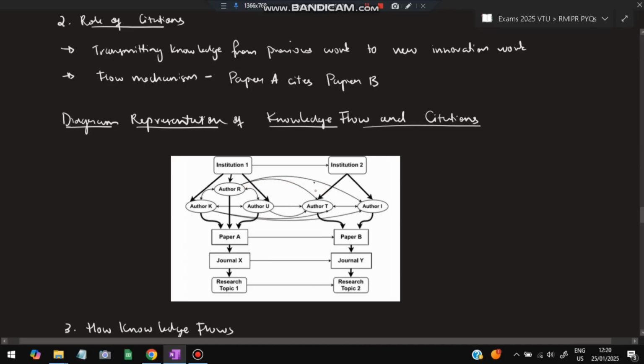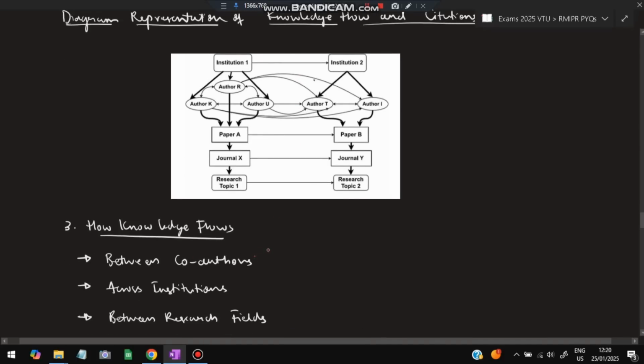so they use the information or the findings from each other and put it in their papers, and give the credit specifically, and that paper will be published in a journal, and that will become a research topic. And the research topics can also refer to other research topics, papers can refer to other papers, and journals can refer to other journals. So this is how the knowledge flow and citations happen. When we refer to some other knowledge from another paper or a journal, we will be citing that, so that the credit is given. So this is how knowledge flows between the co-authors, across the institutions from institution 1 to 2, and between different research fields. This is one research field and this is one research field.